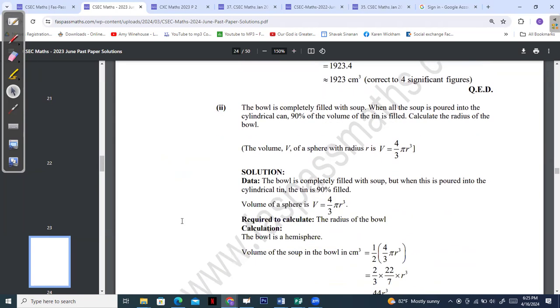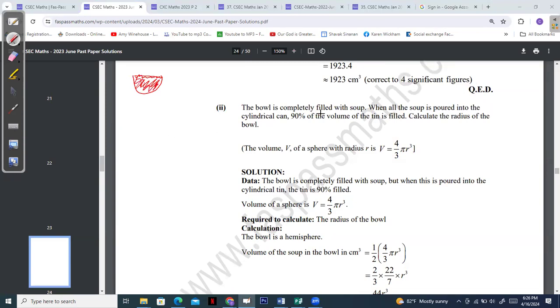All right, next one. The bowl is completely filled with soup. When all the soup is poured into the cylindrical can, let's go again. The bowl is completely filled with soup. I like drawings, so I like to draw. So the bowl is full of soup. All this is soup. Okay.